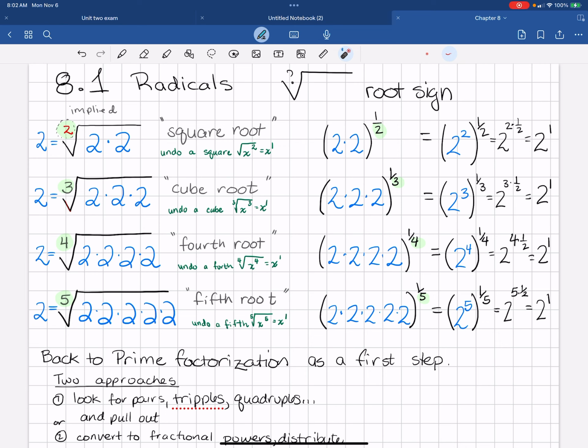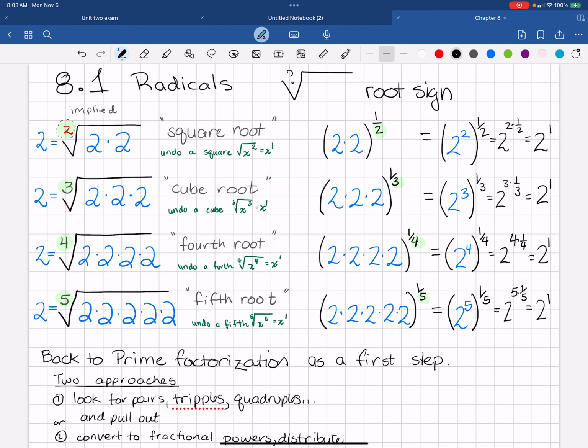So over here, we have 5 2's to the 1/5. That's 2 to the 5th, all raised to the 1/5, and we get 2 to the 5 times 1/5. Oh, that should be 1/5. I realize I made some mistakes there, and I will correct those to the 1/3, to the 1/4, to the 1/5. There we go. Now my fractions are good.